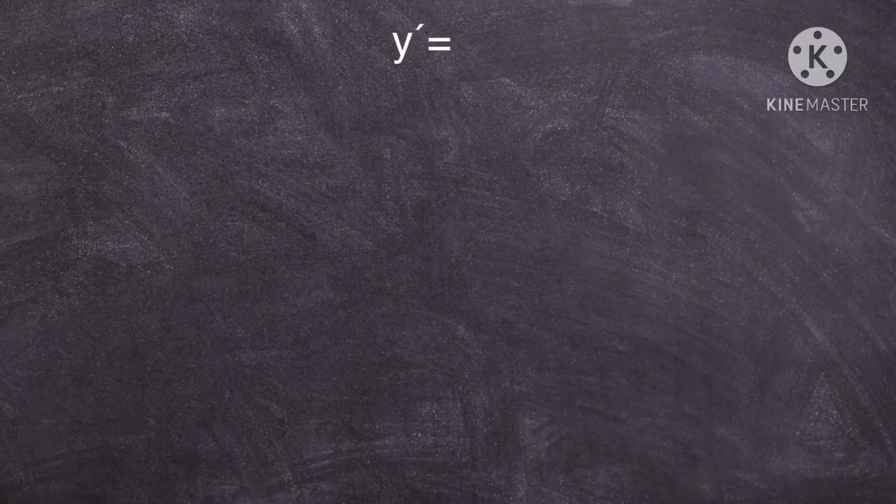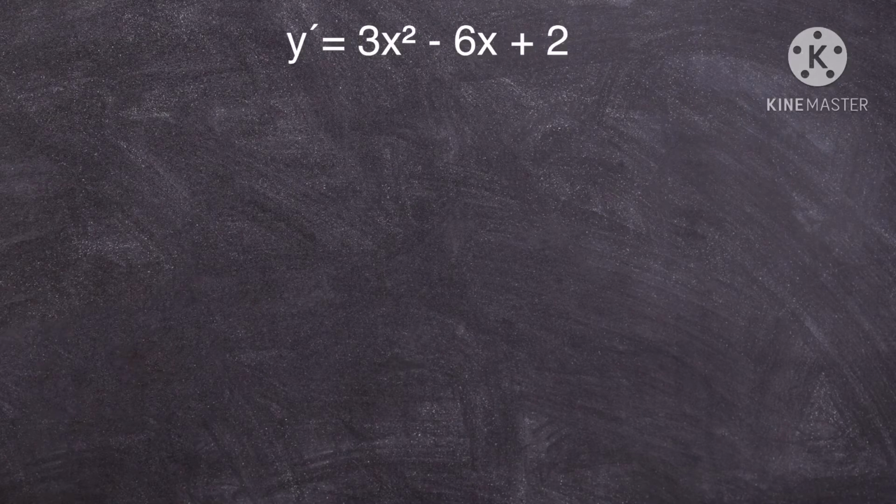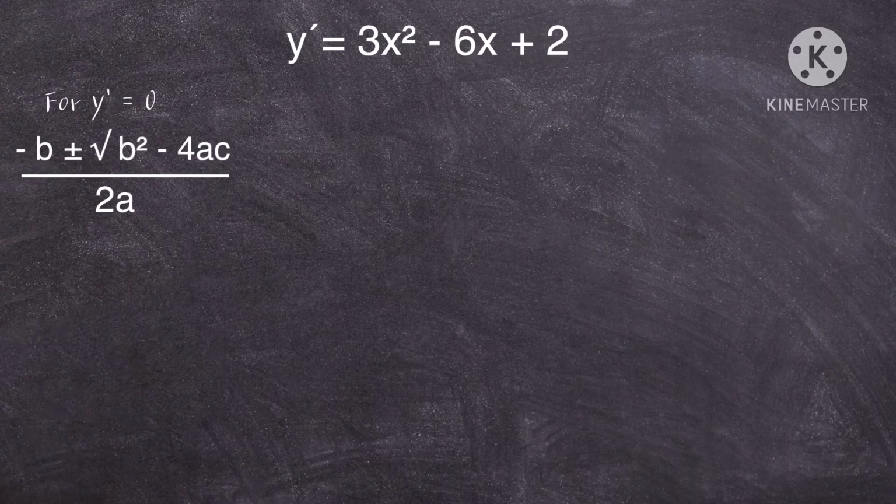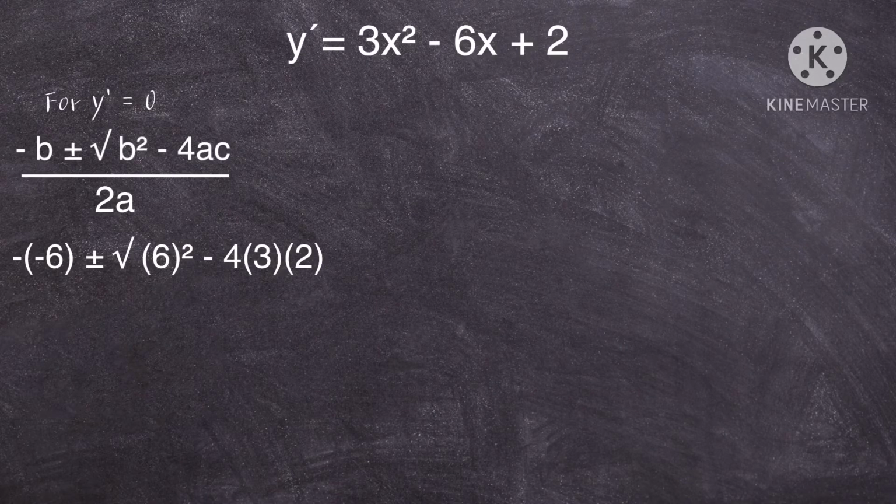As we solve for the first derivative, it will become 3x squared minus 6x plus 2. Since this is a quadratic equation, we can use the quadratic formula. Set A as 3, B as negative 6, and C as 2. As we are done identifying the values of A, B, and C, we can substitute these values into the quadratic formula. It will become negative times negative 6 plus or minus the square root of 6 squared minus 4 times 3 times 2, over 2 times 3.